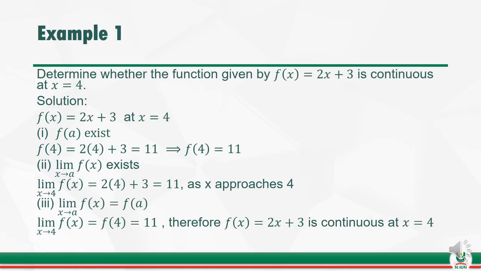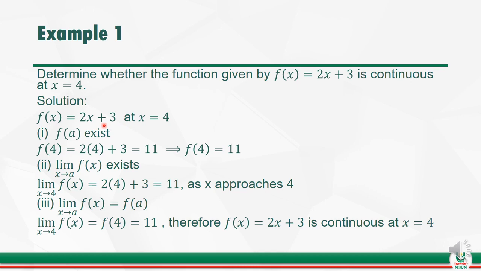Let's move to an example. Let's determine whether the function given by f of x is equal to 2x plus 3 is continuous at the point x is equal to 4. To solve this problem, you copy out the question, that is f of x is equal to 2x plus 3 at x is equal to 4.